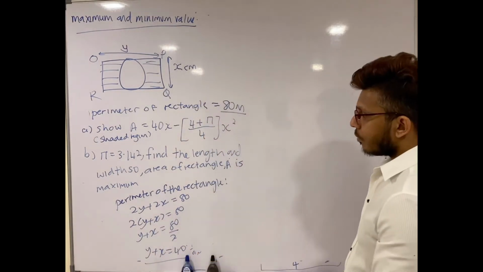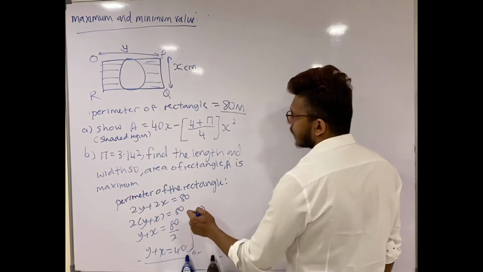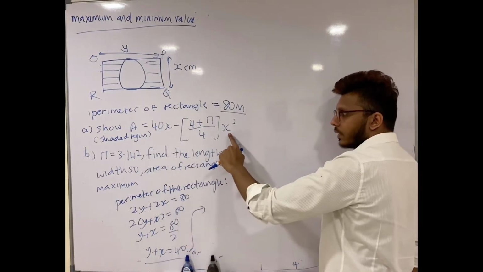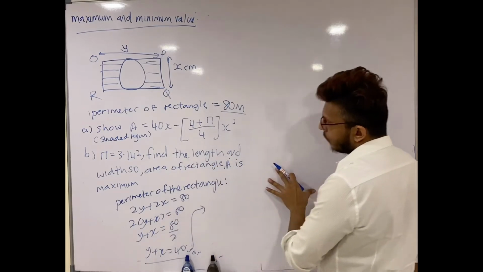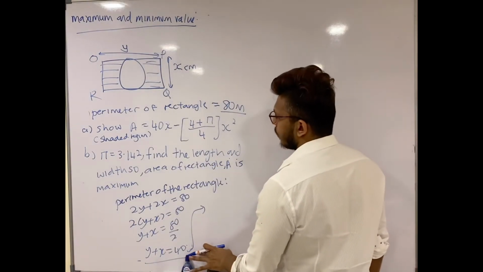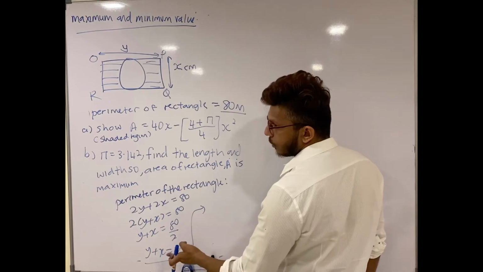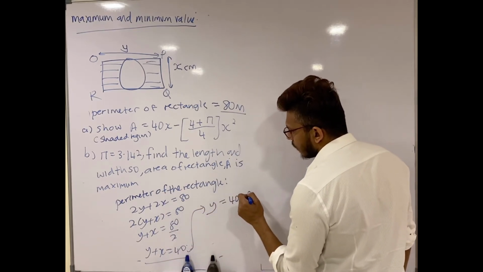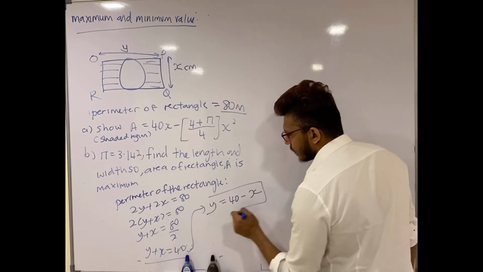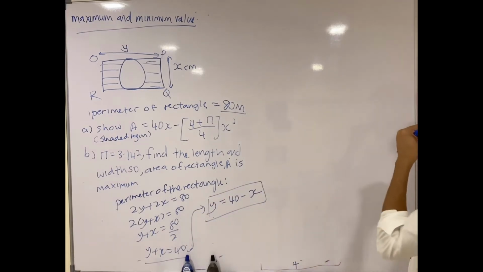Okay. From this, I'm going to make y my subject because you see everything else is in x terms. So somewhere when we're doing the question later, I know we are going to substitute y with x. So let me just get the expression now. It's going to be 40 minus x. We keep it aside. Okay, let's go on to the next part.